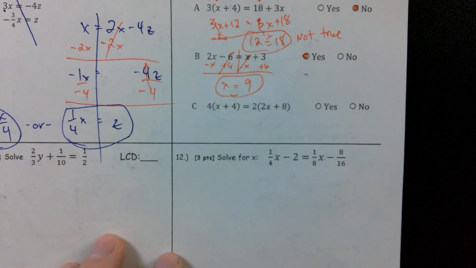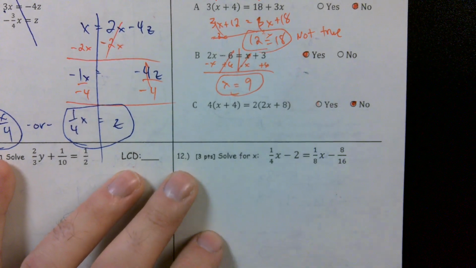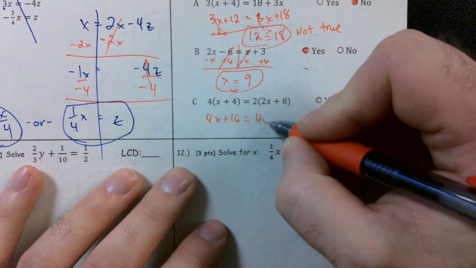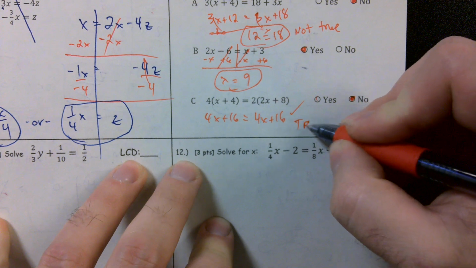And what about C? Many solutions, right? So we're going to say no, it does not have one solution. I get 4x plus 16 equals 4x plus 16. That is the same thing. So that is true.